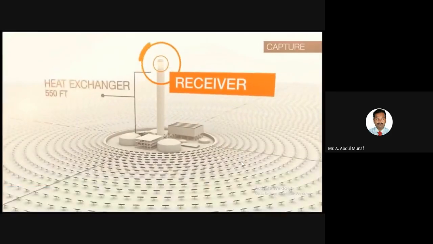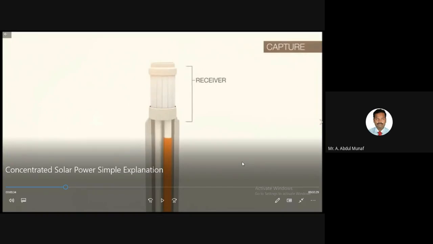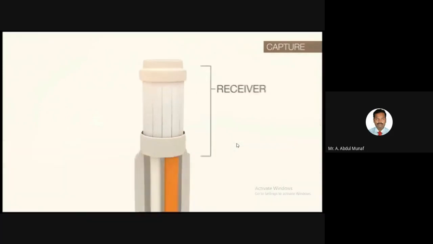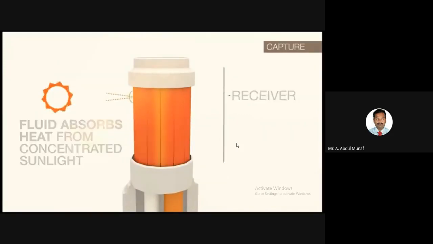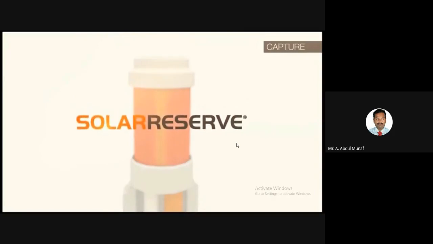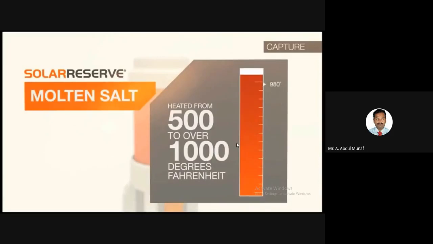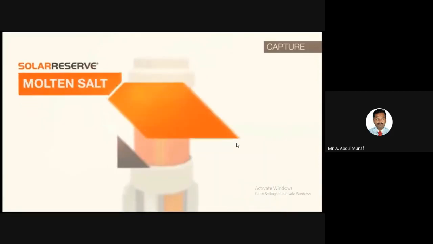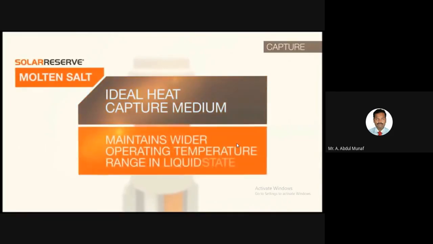550 tower. In the receiver, fluid flows through the piping that forms the external walls. பாருங்க அந்த ஃப்ளூயிட் வந்து நம்ம வந்து we are passing the cold water inside the receiver. Inside the receiver we are passing the cold water. Okay. This fluid absorbs the heat of concentrated sunlight. In this technology, the fluid utilizes molten salt, which is heated from 500 to 1000 degrees Fahrenheit. Molten salt is an ideal heat capture medium because it maintains a wider operating temperature with stay.